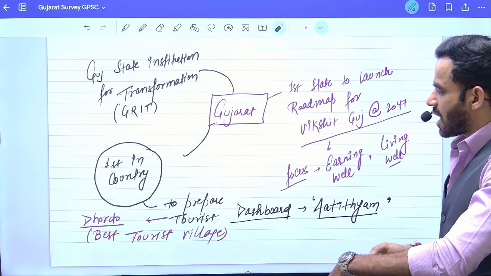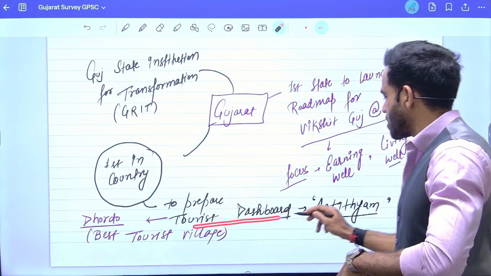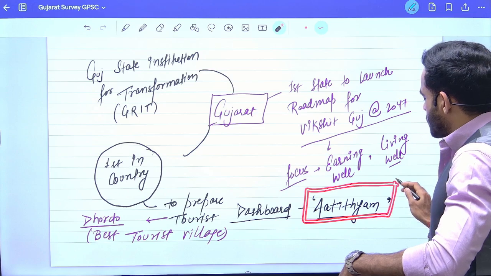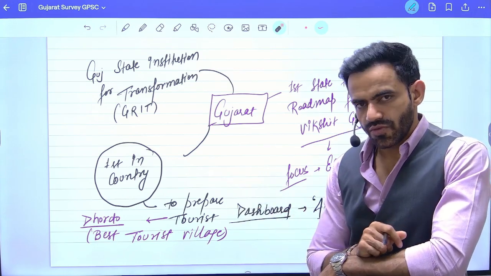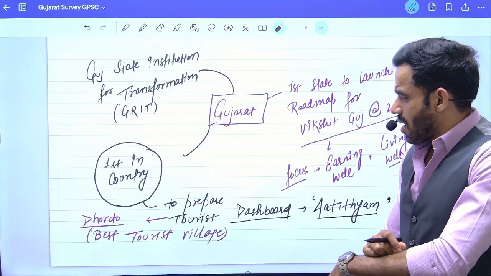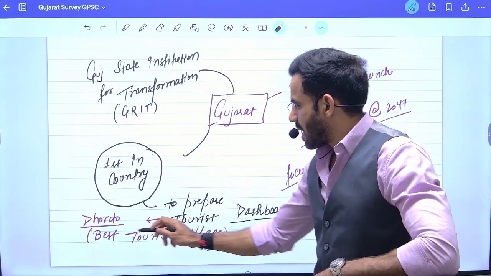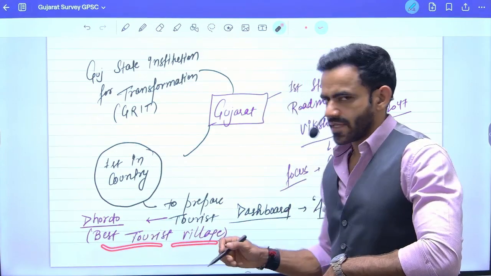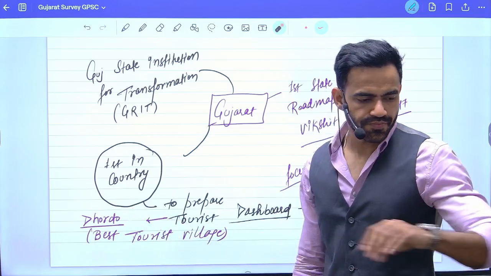Apart from that, Gujarat is the first state in the country to prepare a tourist dashboard. What is the name of this dashboard? Atithyam. In a very simple sense, it will have the database of tourists. According to the tourism sector, Dhordo has been declared as the best tourist village. So just remember the name Dhordo.